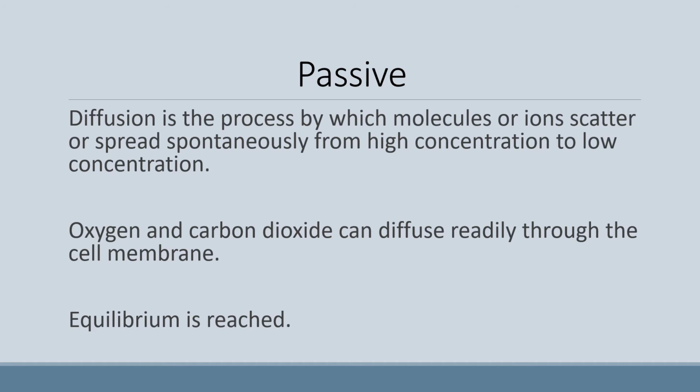As previously mentioned in the previous slide, diffusion is a process by which molecules or ions scatter or spread spontaneously from high concentration to low concentration. Again, I want to emphasize that these are based on a concentration gradient, not an electrical gradient. Oxygen and carbon dioxide can diffuse readily through the cell membrane, and this process is via passive diffusion. Okay, so these items can move through very easily, and they will therefore move from an area of high concentration to low concentration until equilibrium is reached.